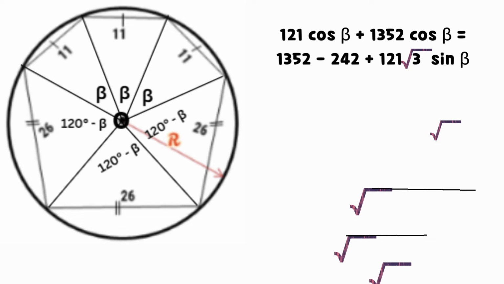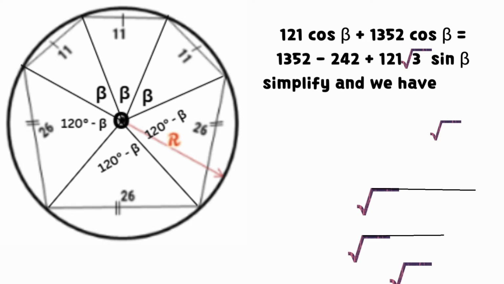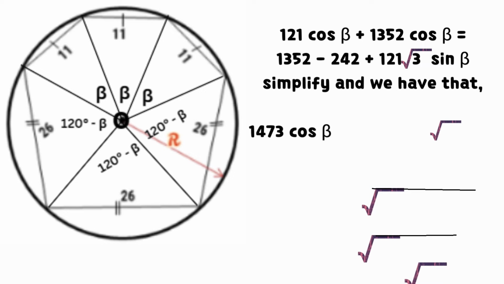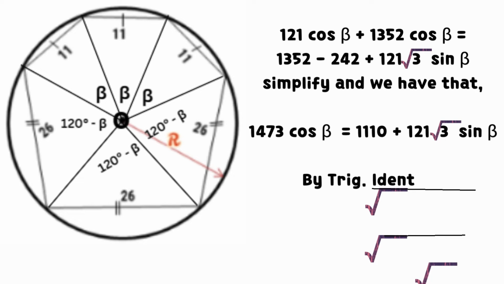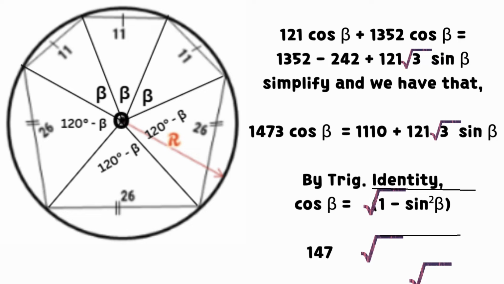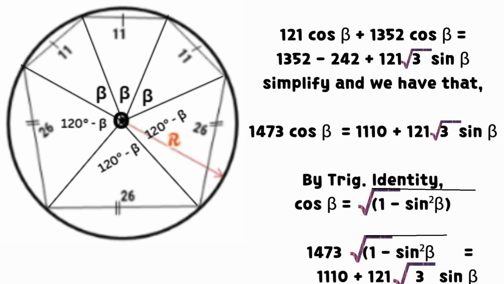After combining like terms, we simplify the result to have that 1473 multiplied by cosine beta equals the sum of 1110 and the product of 121, the square root of 3 and sine beta. Using a trigonometry identity, we convert cosine beta to sine beta and substitute in the last equation obtained for cosine beta as shown on the screen.